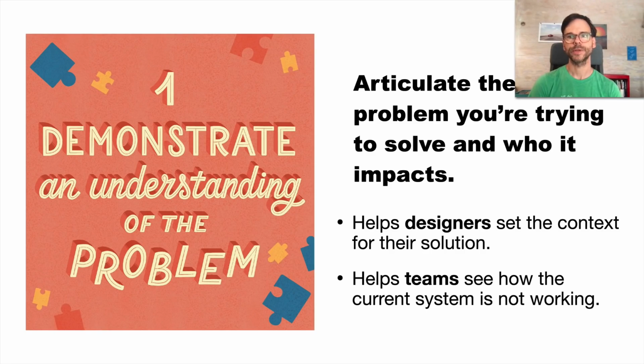Number one is demonstrate an understanding of the problem. This means articulating or clarifying the exact problem you're trying to solve and who it impacts before you start designing. It helps designers set the context for their solution and helps teams see how the current system is not working.